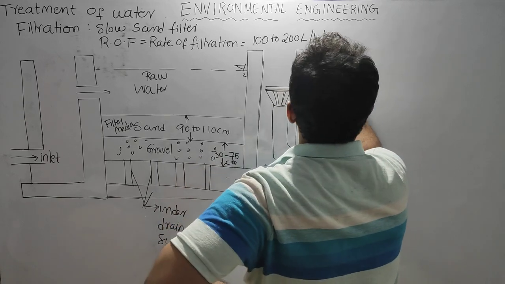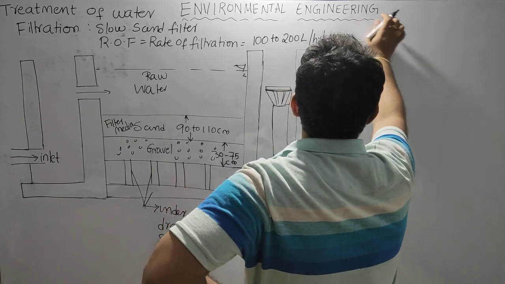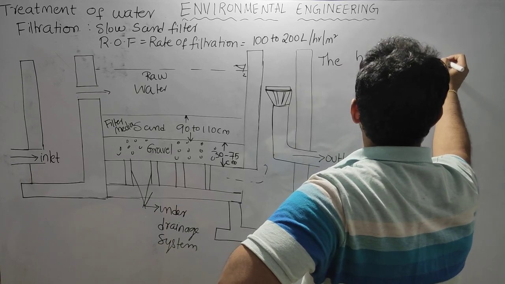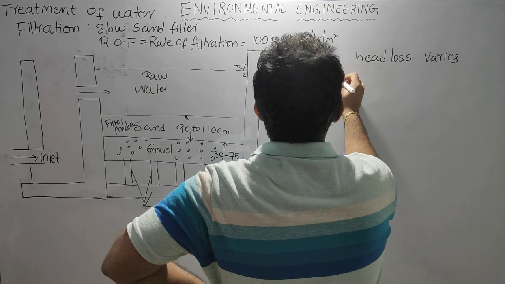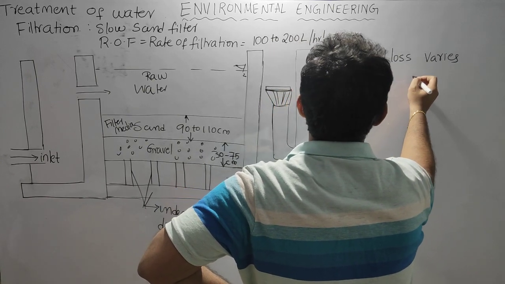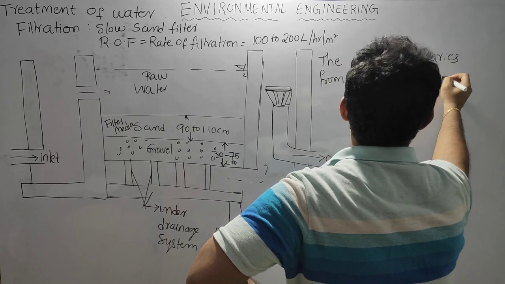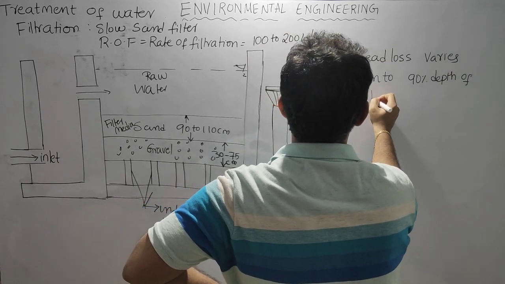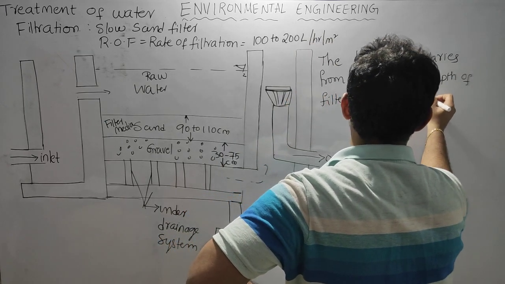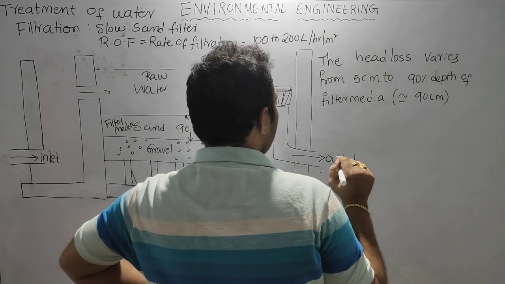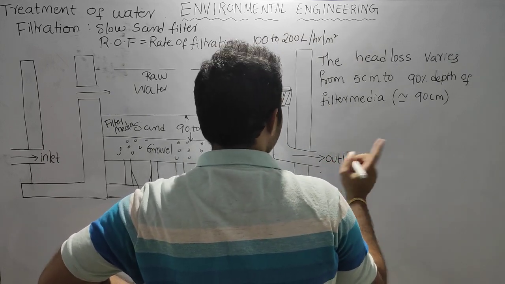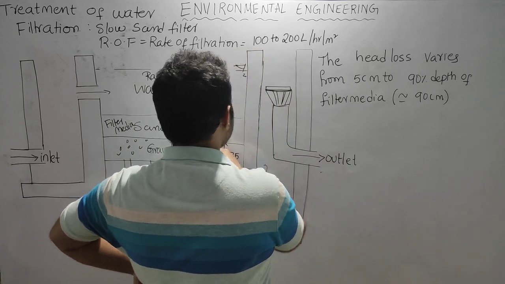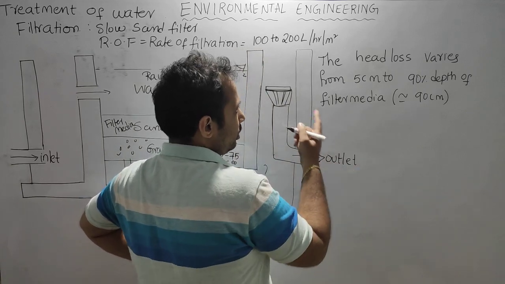The head loss varies from 5 centimeter to 90 percent of the depth of the filter media, that is approximately 90 centimeter. Why 90 centimeter? Because the depth of the filter media is approximately 100 centimeter, so 90 percent of it is 90. So this is the head loss variation.